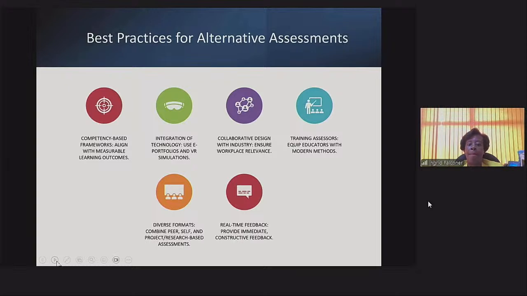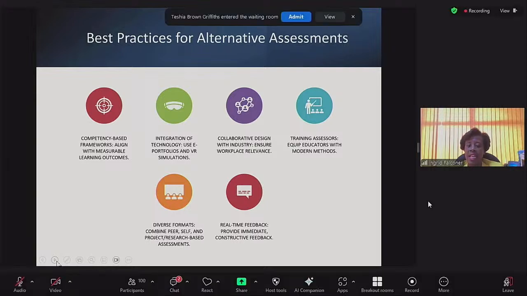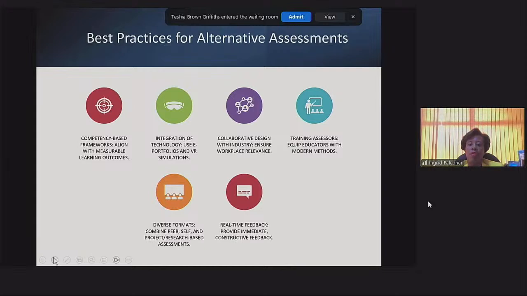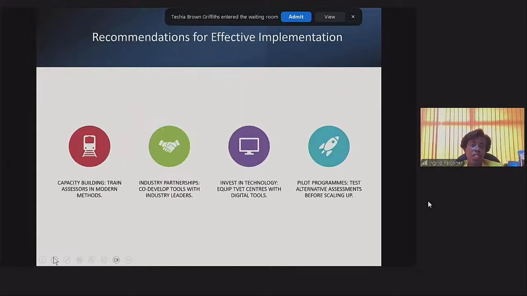Diverse formats: combine peer assessment, self-assessment, and project or research-based assessment to get a holistic assessment of the learner. And of course, real-time feedback: provide immediate, constructive feedback. Recommendations for effective implementation.